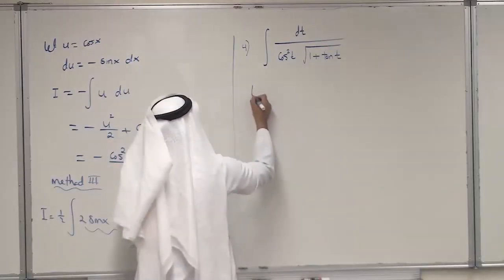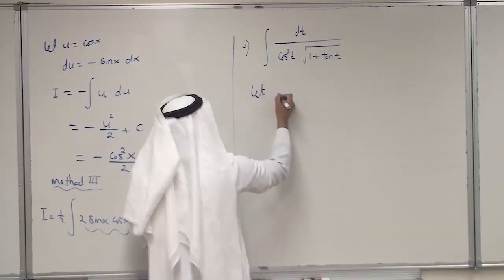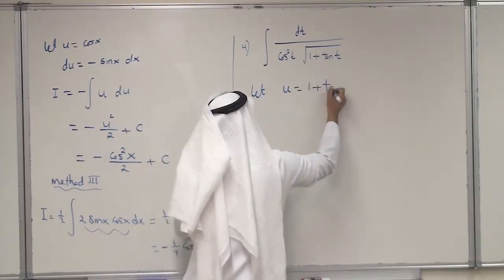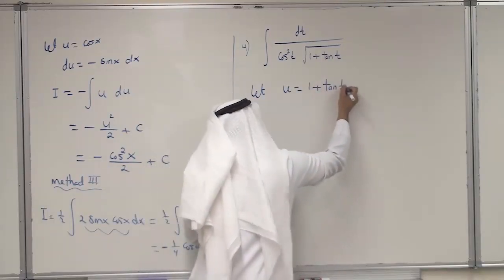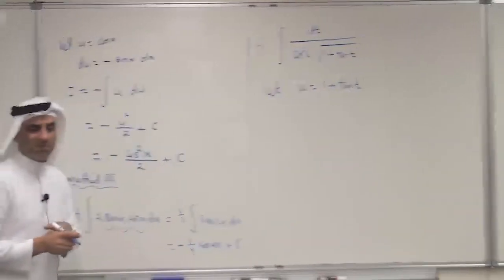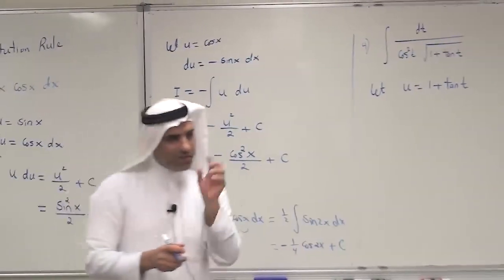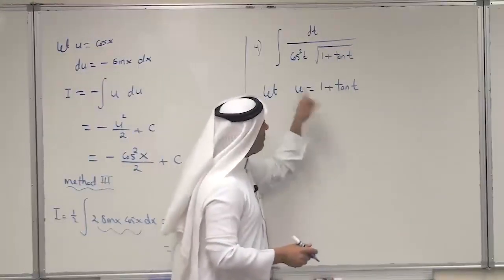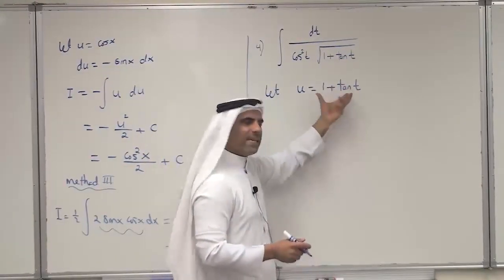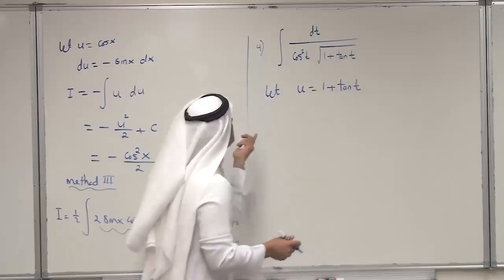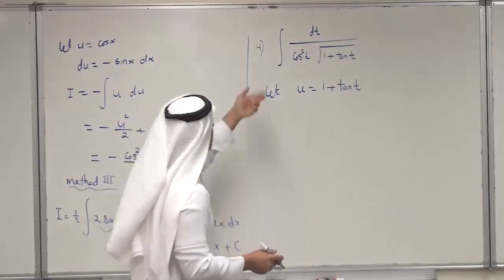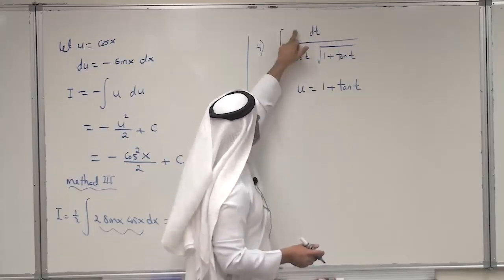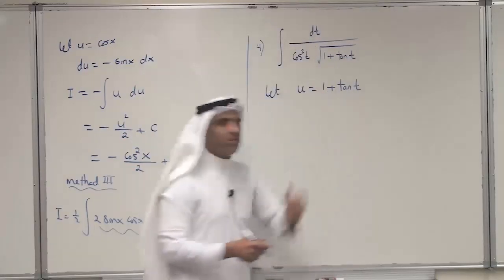We can make the following substitution. We make u equal to 1 plus tangent of t. Now someone will say, how do you know that it is equal to u? Nobody knows. You need to think, do we have the derivative of this? What is the derivative of 1 plus tangent? That is secant squared. Do we have secant squared? Yes, but it is written in a different form. 1 over cosine squared is secant squared. So it seems that this will work fine.